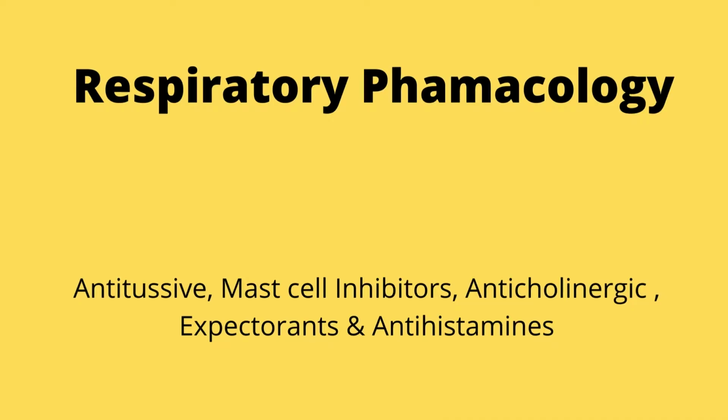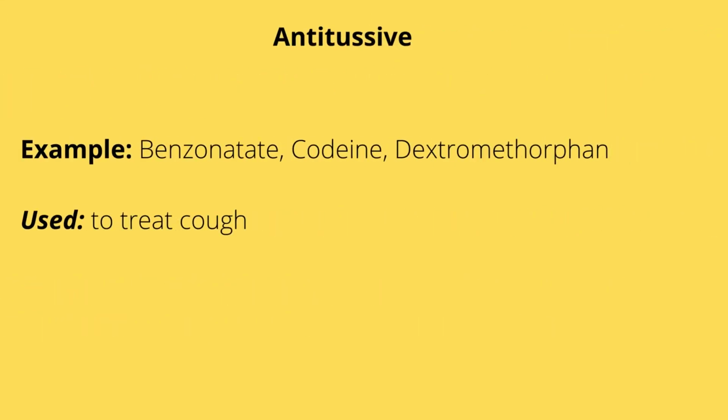So in this video, we're going to talk about antitussive medication, mast cell stabilizer, anticholinergic, expectorants, and antihistamine medication. So with our antitussive medication, examples include benzonatate, codeine, and dextromethorphan. They're used to treat cough, and they all work differently.